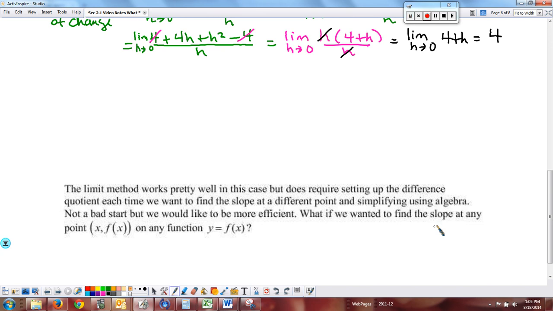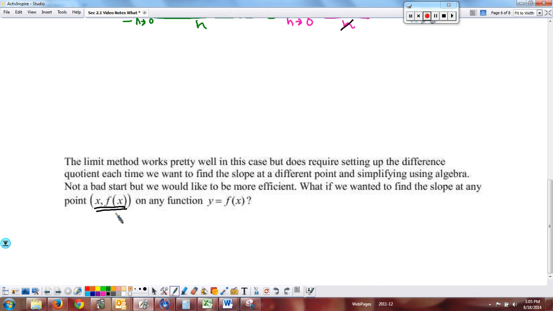So what we're going to do is find the slope at any point. We're going to keep it generic on the function y equals f of x. So instead of picking 3, negative 3, or 2, 5, we're going to leave it as x, f of x, and we're going to use that to come up with our difference quotient. We're going to have this as our first point, so this is going to be our x1 and our y1.